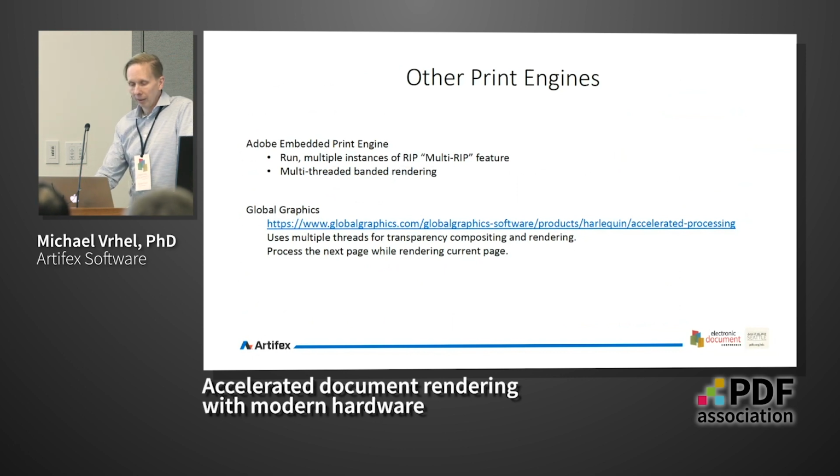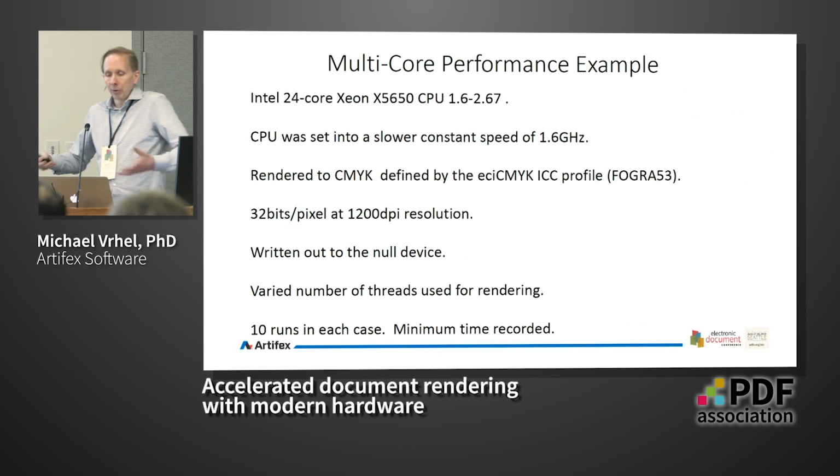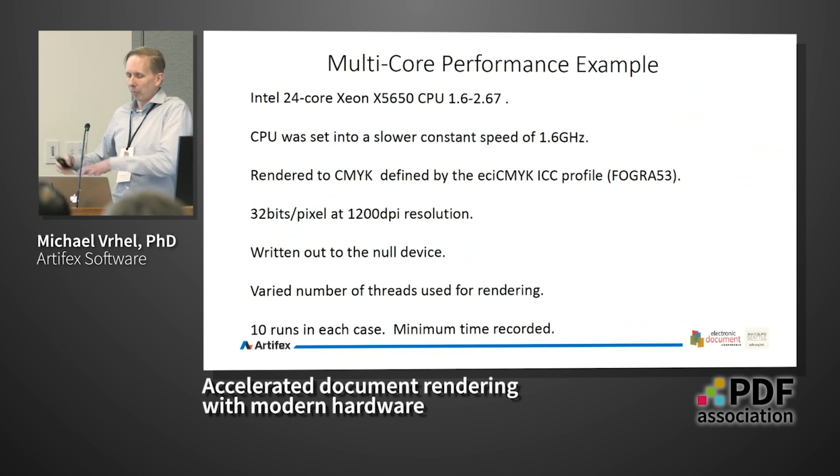So that seems to be a common theme on the various PDF engines: to take advantage of multiple cores. I can go ahead and do some interesting timing samples here using Ghostscript, where I had an Intel 24-core Xeon processor with a clock speed of 1.6 to 2.67 gigahertz. I forced the CPU to run at the slower clock speed when doing these timing tests because the Intel chips will do thermal throttling. Basically, if they start to get warm, they'll turn down the clock speed. I didn't want that to affect my timing tests.